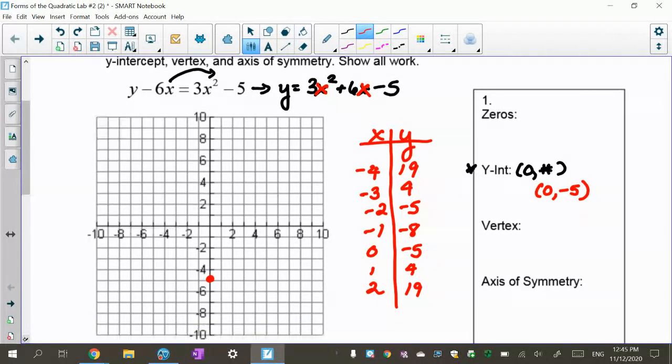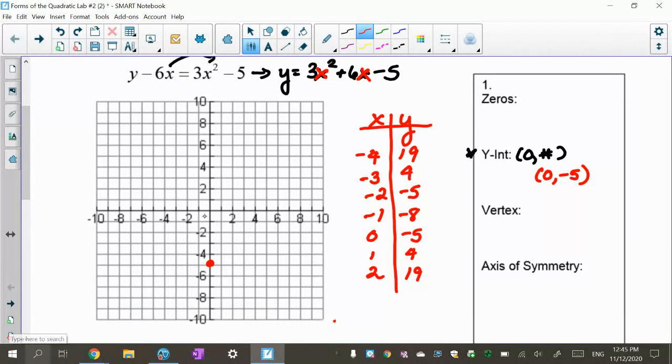So I'm going to come over here and graph. I have negative 1, negative 8 right here. And then I have 0, negative 5, which I have there, and this is negative 2, negative 5. Then I have 1, 4, and then I have negative 3, 4.